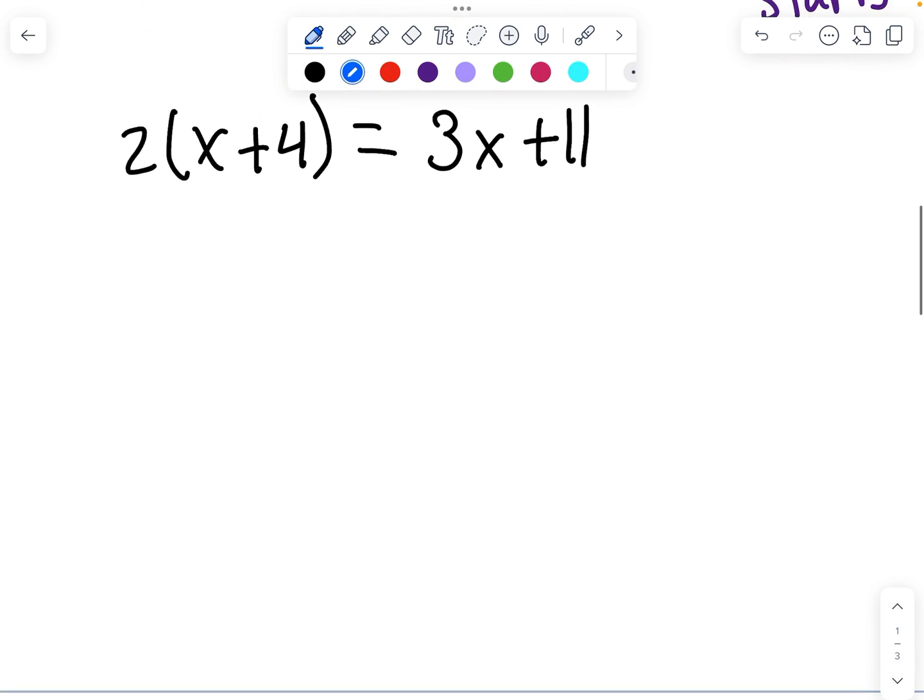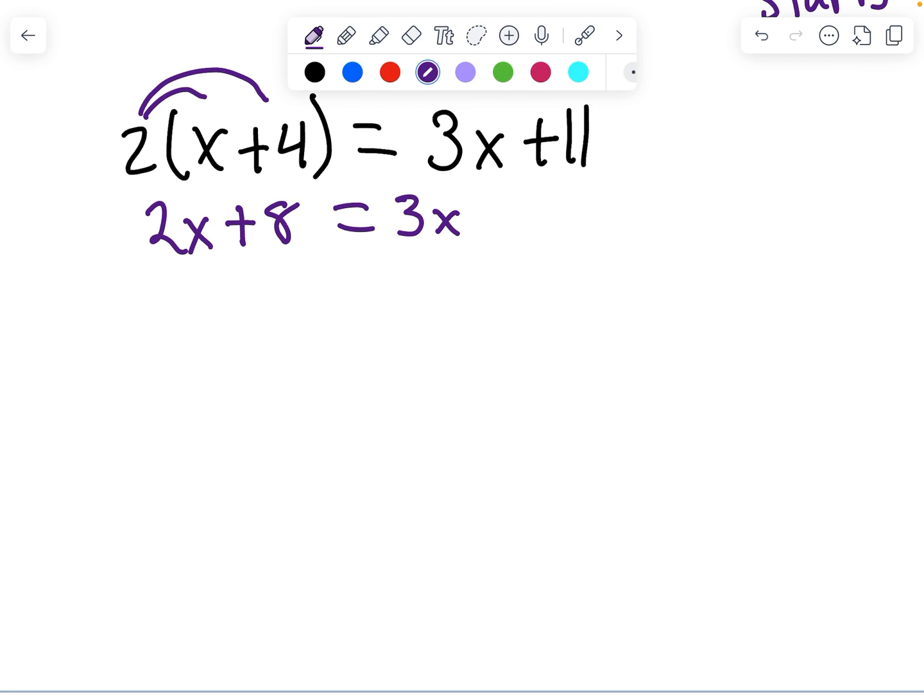All right, let's take a look at this one. We've got 2 times x plus 4 equals 3x plus 11. Now, in a situation like this, one of the first things is it's hard to compare the rates because we have that distribution. We have the parentheses. So let's go ahead and distribute the 2 so that we can then compare the rates easier. So 2 times x is going to get me 2x. 2 times 4 is going to get me 8. And this still equals 3x plus 11. Now we can compare the rates. So looking at the rate, I've got 2x and 3x. Already they have different rates.